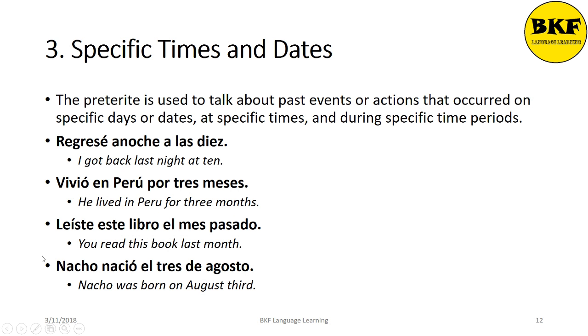If I want to say you read this book last month, I would say leíste este libro el mes pasado. Last month is el mes pasado. This book is este libro and you read is leíste. If I want to say Nacho was born on August 3rd, I would say Nacho nació el 3 de agosto, which would literally mean the 3rd of August. El 3 de agosto would mean the 3rd of August.